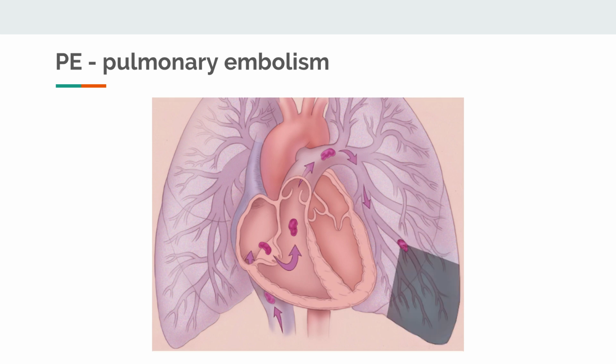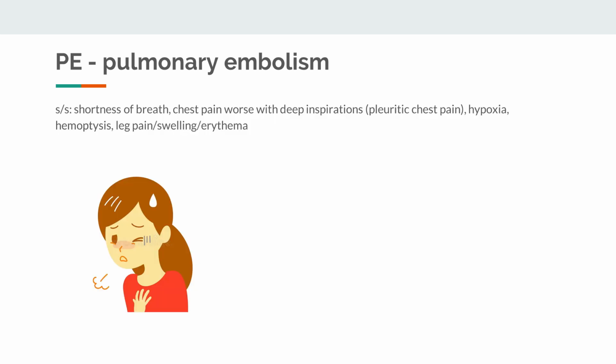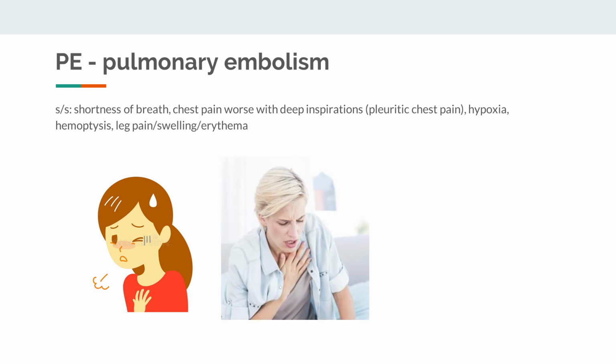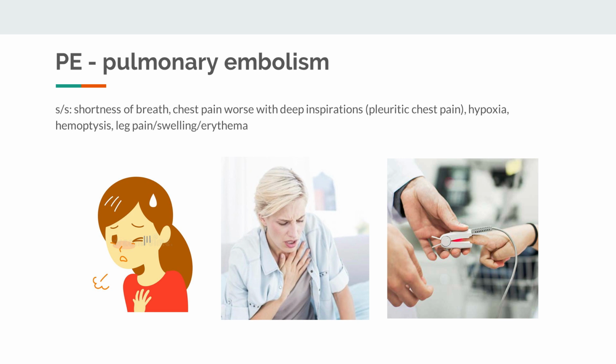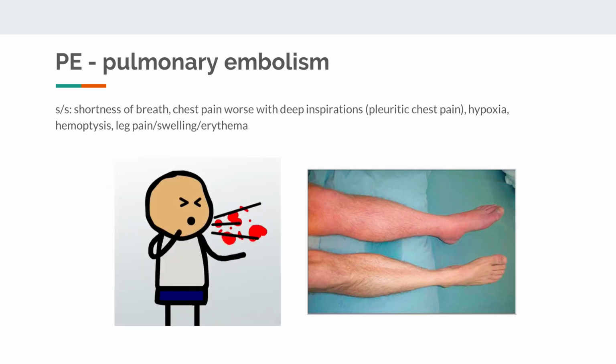The embolus will obstruct blood distal to its location, which means blood won't be able to drop off CO2 and pick up O2. So patients will complain of things like shortness of breath, chest pain that is worse with deep breaths, and may be found to be hypoxic with low oxygen saturations. Patients may also complain of hemoptysis and may have symptoms of a DVT, such as leg pain, redness, and swelling. By the way, DVTs typically occur in just one leg. It's pretty rare for someone to have DVT in both of their legs.